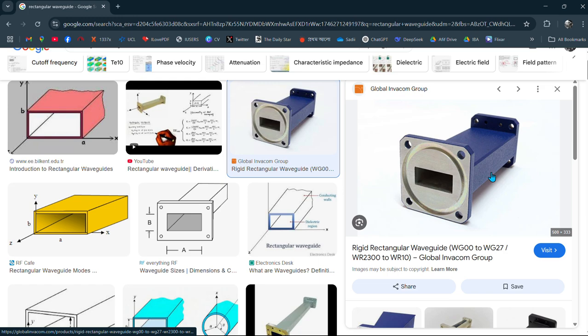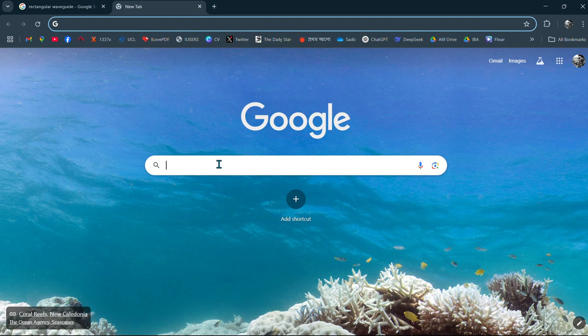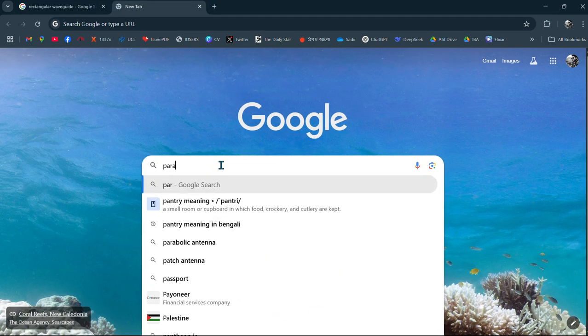So previously we have learned about the parallel plate waveguide, and now we are working with the rectangular waveguide. So what is the main difference between the parallel plate waveguide and the rectangular waveguide? Actually, a parallel plate waveguide has two flat metal plates. If we look at the picture of the parallel plate waveguide, then we will see that.